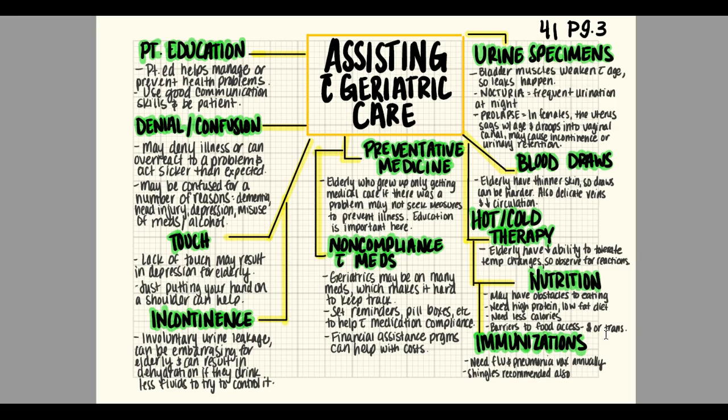Our elderly patients often are in denial or exhibit confusion. They may deny that they have an illness, or they sometimes can overreact to a problem and act sicker than one would expect them to act for a problem. And so this happens a lot. Sometimes they will just refuse to accept the fact that they are ill, or sometimes they will believe that a small problem is something incredibly substantial, and they act much sicker than they really are. So it could go one way or the other, depending on the person.